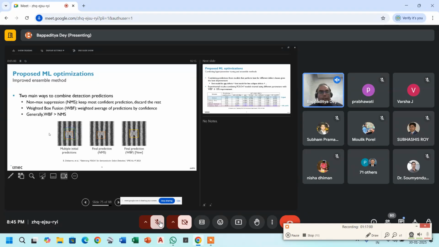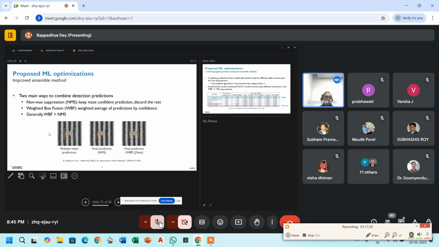One of the advantages also is weighted box fusion. I'm not sure how many of you know. Non-max suppression means that, okay, depending on how many anchors you can throw, suppose like 30, what NMS does, NMS will take only one out of the 30 different bounding boxes based on the classification score, right?